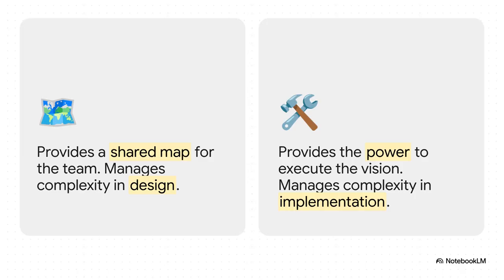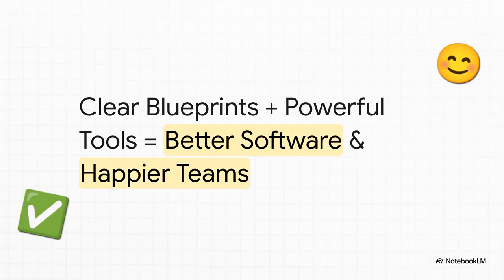And here's why they fit together so perfectly. C4 gives you that shared map, right? It helps you manage complexity when you're in the design phase. Meanwhile, Elixir gives you the raw power to manage complexity in the implementation. It's like one clarifies the vision and the other one makes it happen. The thought and the action. When you boil it all down, you get this really simple but powerful equation. Clear blueprints plus powerful tools equals better software. And you know what? It also equals happier teams because it lets people stop fighting chaos and actually focus on creating amazing things.